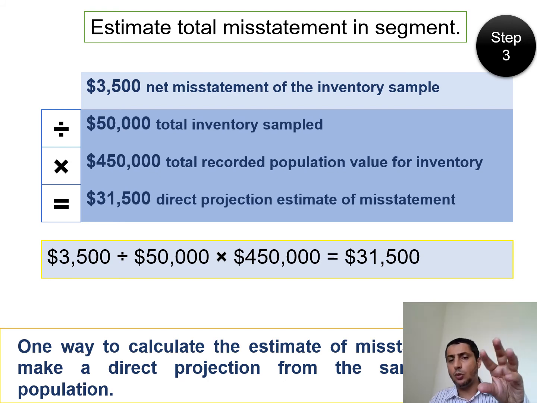So we need to do this process for the other accounts in order to get the direct projection estimate of misstatement, which later in step 4 we will accumulate, and then we compare it with the preliminary judgment.